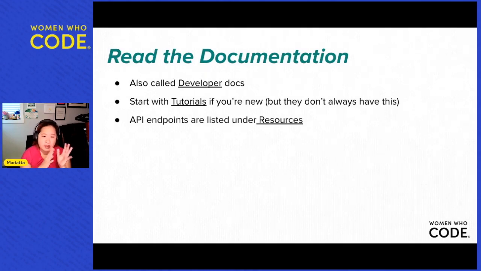Now, after you've taken the tutorial and are ready to start building and using the APIs, you can start exploring the other parts of the documentation. You may want to know what kind of API endpoints are available, and you will usually find this list of API endpoints under the resources documentation.